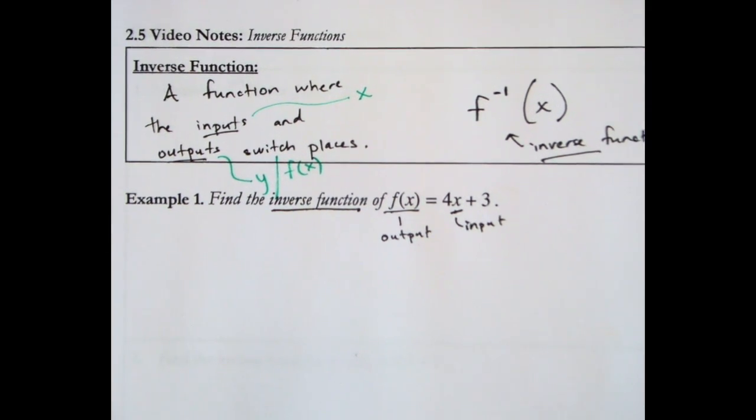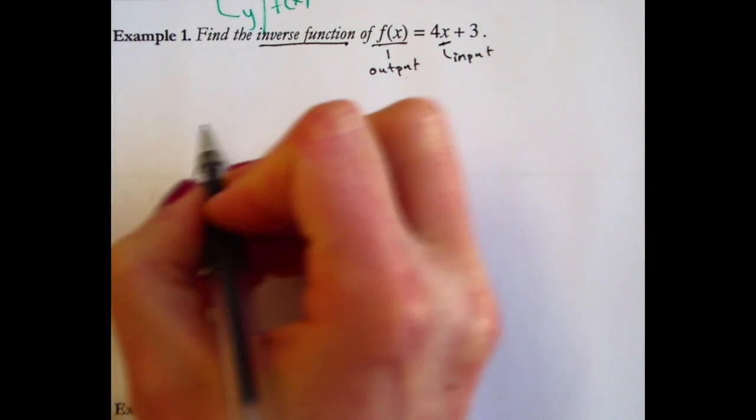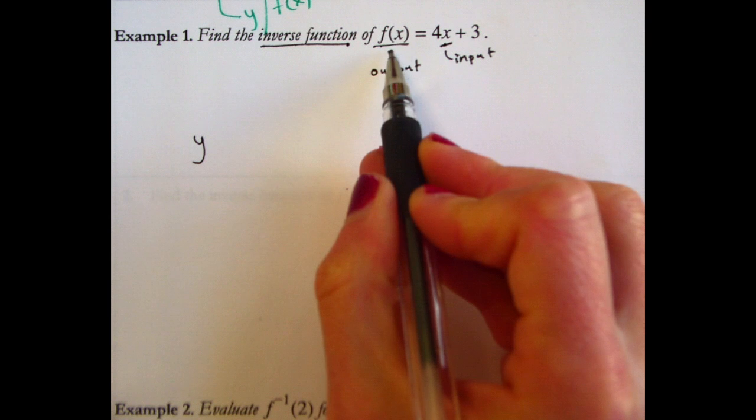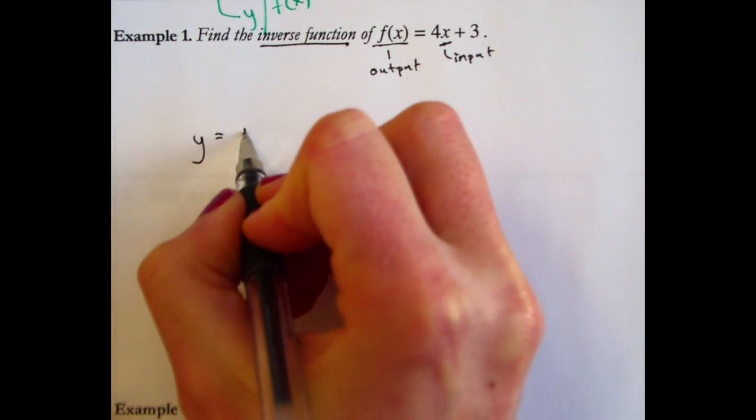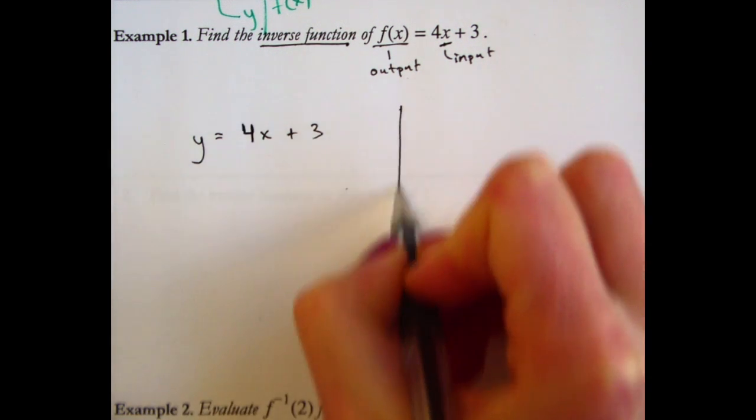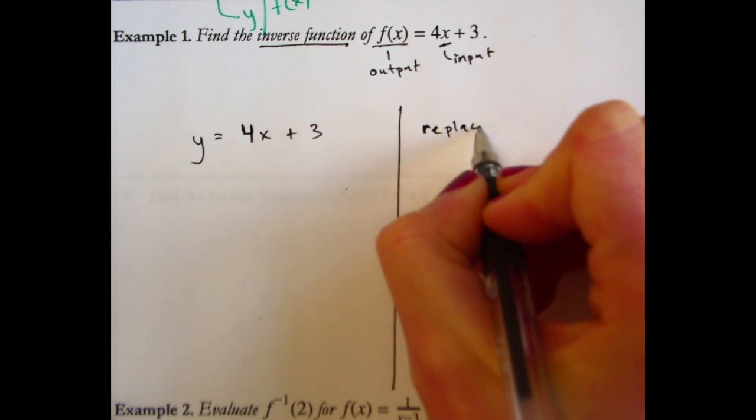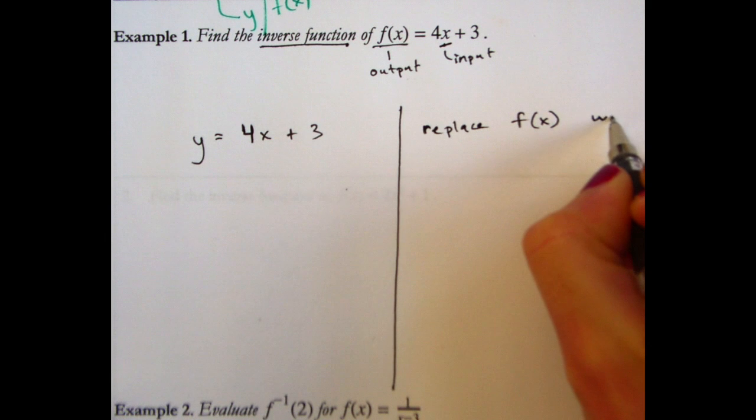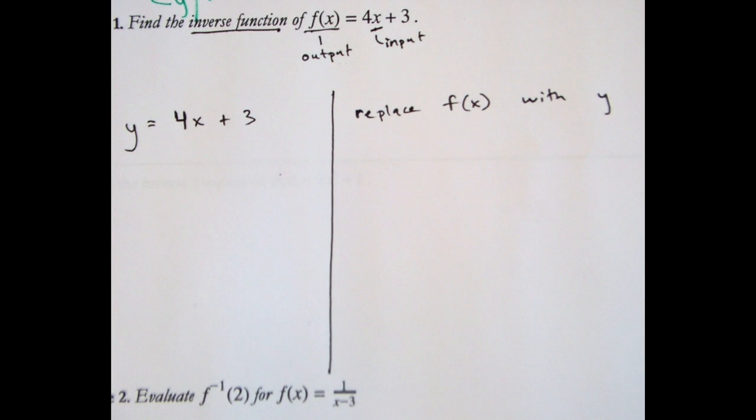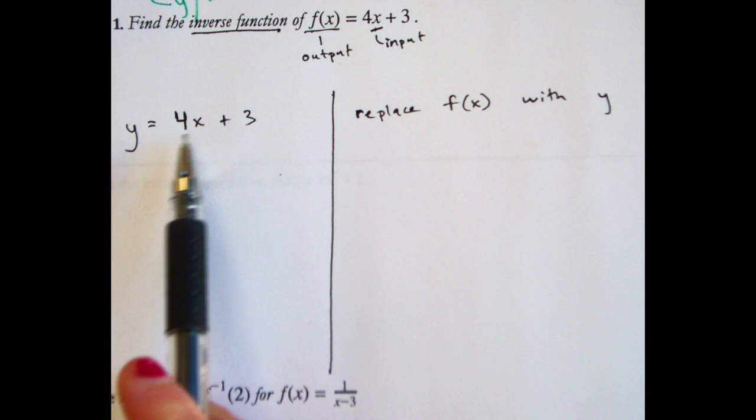What I normally do as my first step in these types of problems is I replace f of x with y. So I'm just going to rewrite the same equation, but I'm going to write y equals 4x plus 3. So using our two-column structure here, the first step I did was replace f of x with y. Why did I do that? Well, because it's going to make the next step easier, because I'm going to switch places with x and y.